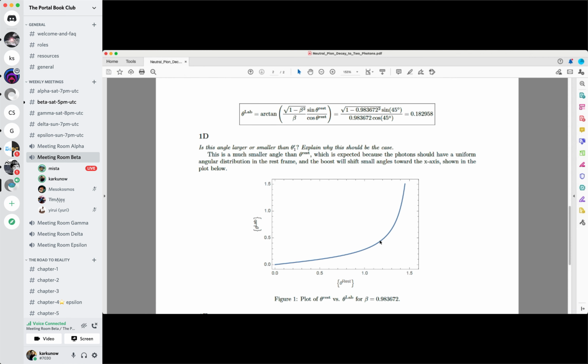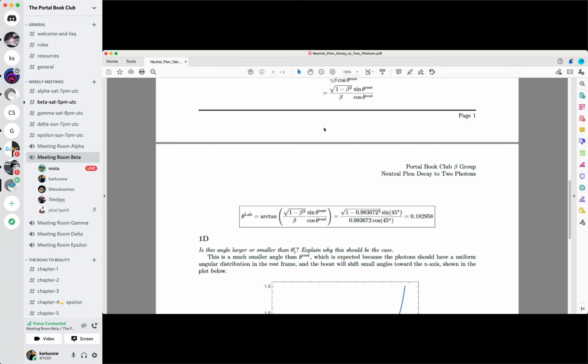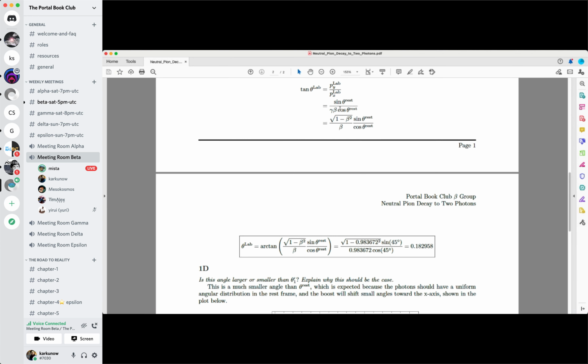So it grows a lot slower. Yeah, it grows a lot slower for small angles, but then for larger angles, it ends up growing like it's asymptotic. Yeah, this resembles a lot of the gamma factor plot. It's very similar. Probably because there is gamma factor in it. Yeah, it's because we got this like 1 over beta gamma. Yeah, this term right here.